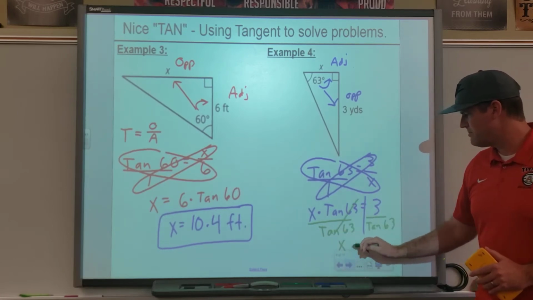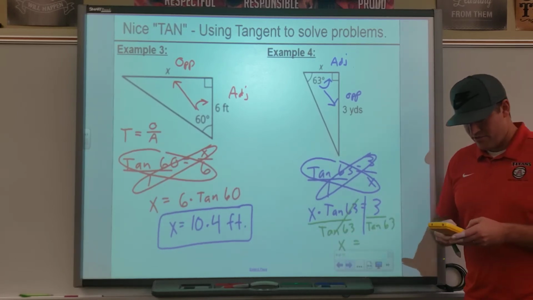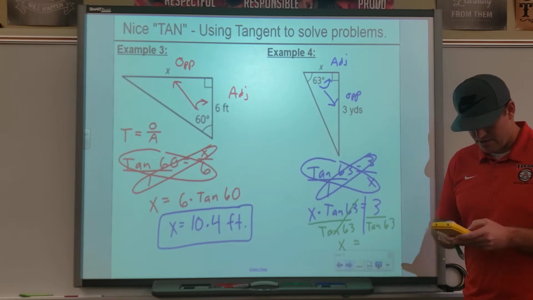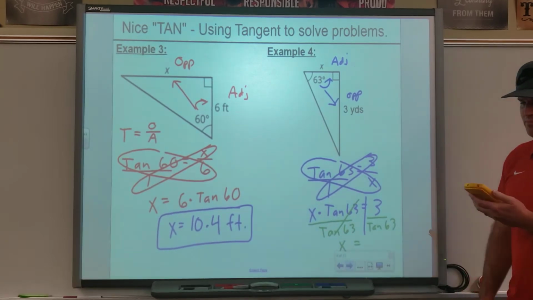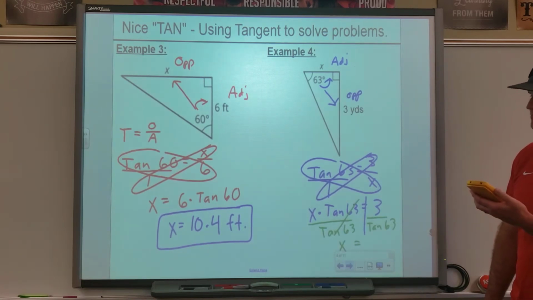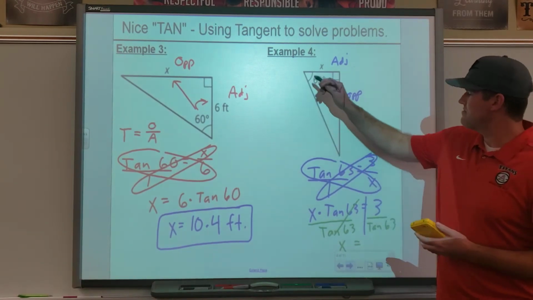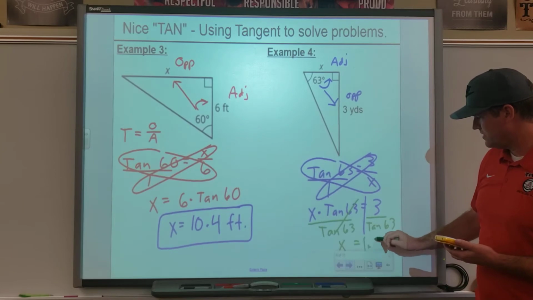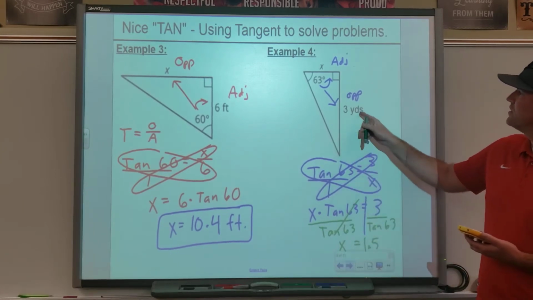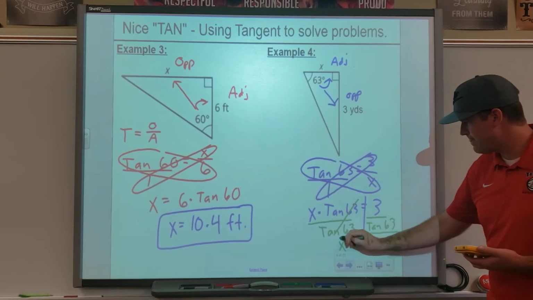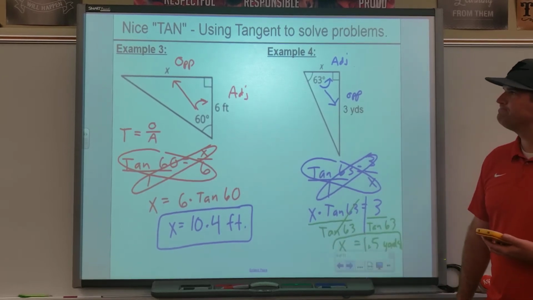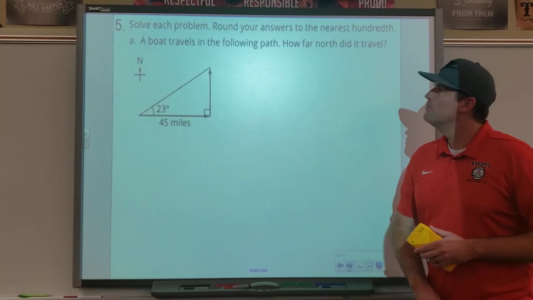And I plug that in my calculator. 3 divided by tan 63, 1.5, let's call it 1.5. So 1.5 yards. All right, hope you did okay with that. Moving on to number 5.